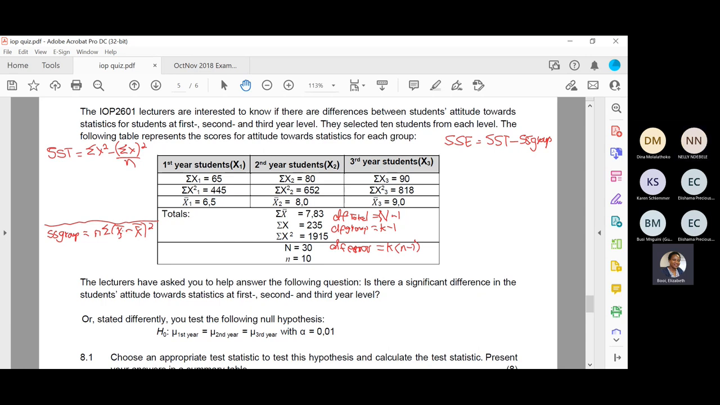And once you have all that information, you need to calculate your MS group, if you haven't calculated it, by substituting SS group divided by the degrees of freedom for group. And then you need to also calculate MS error, or MSE, for which you use SSE divided by the degrees of freedom. So you would use the value you found for SSE divided by degrees of freedom for error.